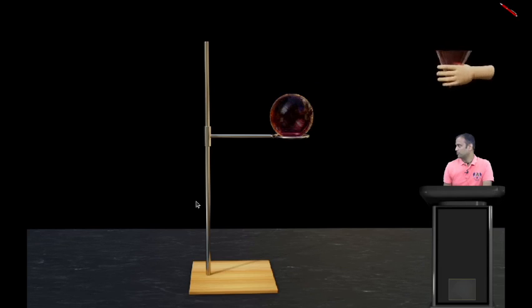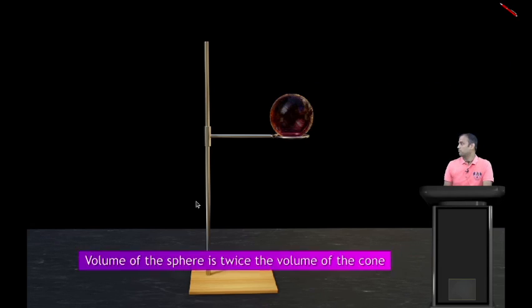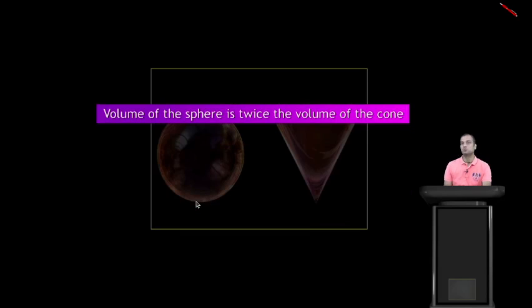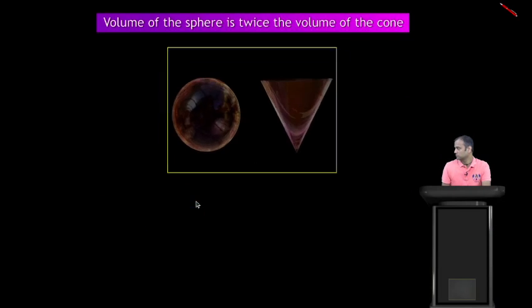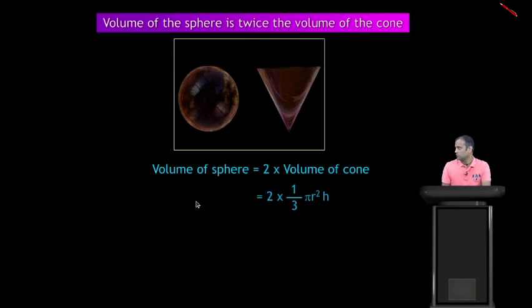Okay, so here you can see that we can fill the sphere by 2 conical vessels. So it says that the volume of a sphere is twice the volume of a cone. So we can write this as volume of sphere is 2 into volume of cone.